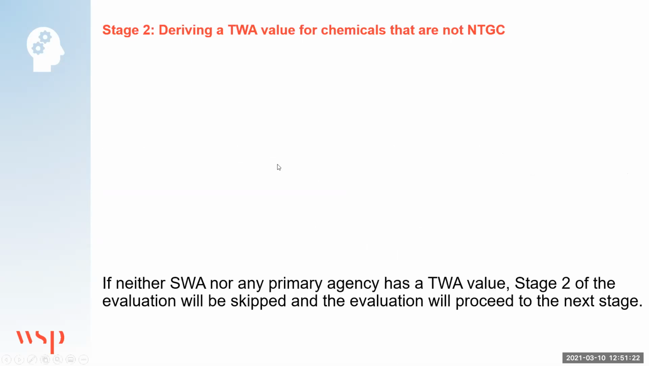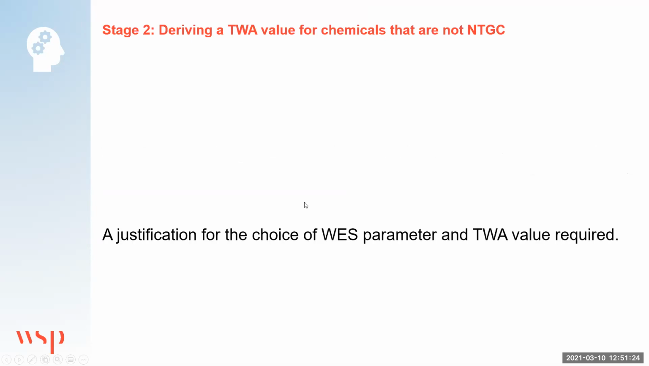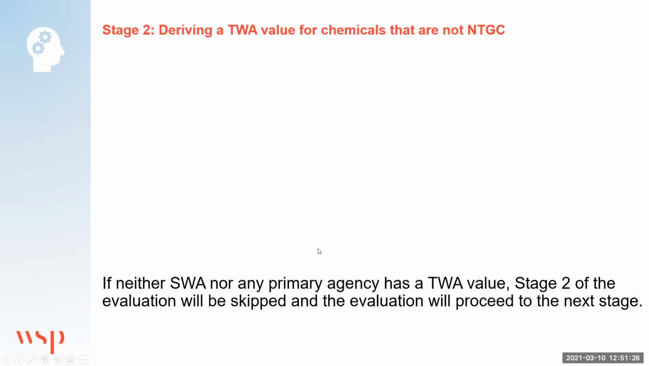I'll quickly give an example about this process in a second, but the other outcome is that neither Safe Work nor any of the primary agencies have a TWA value. So that was stage 2, we'd skip and go on to stage 3. So none of the sources had a TWA, we just go straight to the acute values, the acute WES.